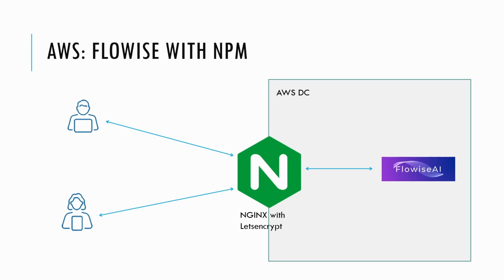So NGINX will act as our reverse proxy, and with NGINX, there will be Let's Encrypt in the backend, so that will manage our SSL certificate, auto renewal, etc. So let's go to our AWS console and get started.